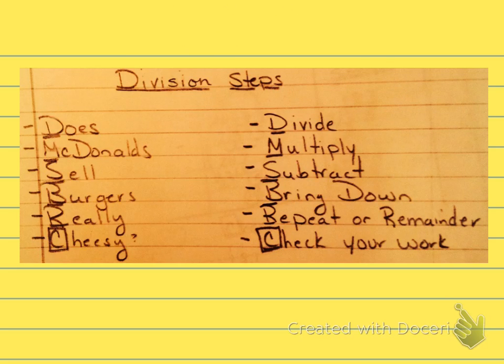Now we're getting into the division steps, and we will need to divide, multiply, subtract, bring down, repeat or remainder, and then of course check your work. A way to help us remember what those steps are and what order they come in is: Does McDonald's sell burgers really cheesy? Again, that's divide, multiply, subtract, bring down, repeat or remainder, and then check your work.